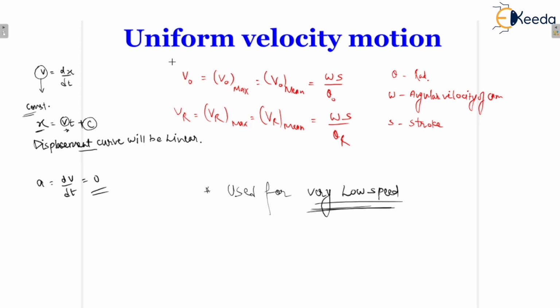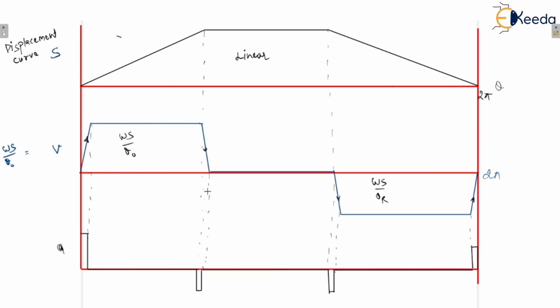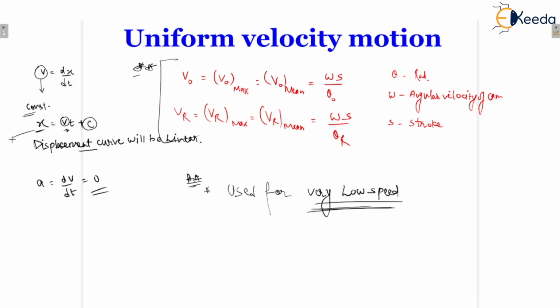Remember that this formula is very important, and this is the condition you must remember where we use uniform velocity motions. For the basic understanding I have drawn the diagram. You can see that the displacement curve is linear, velocity is constant, and acceleration is 0. This is just because of the simple equations of motion. Okay, so thank you.